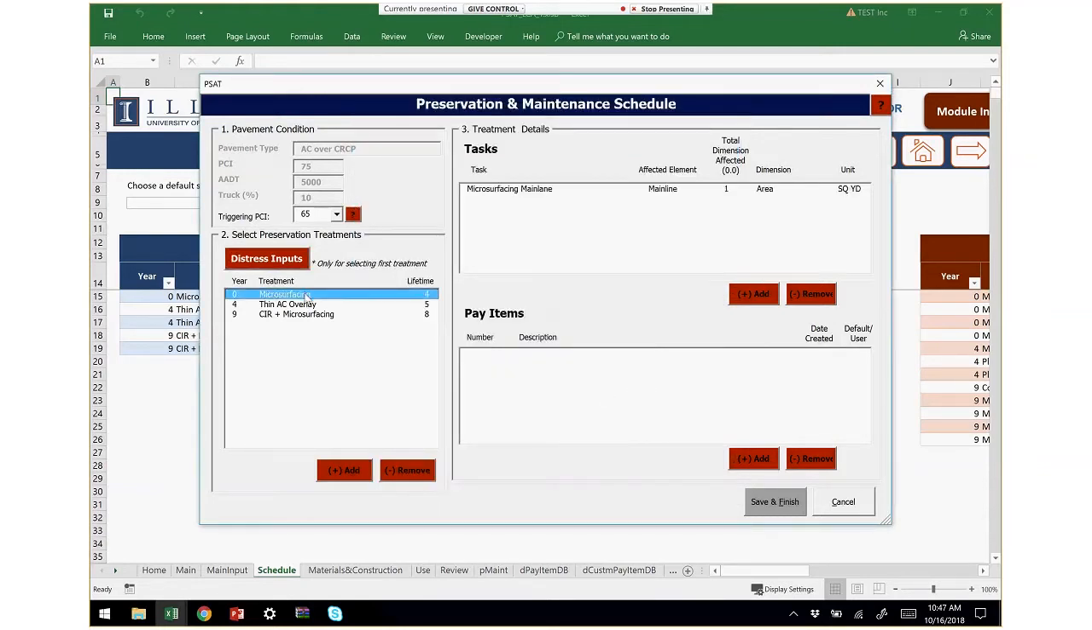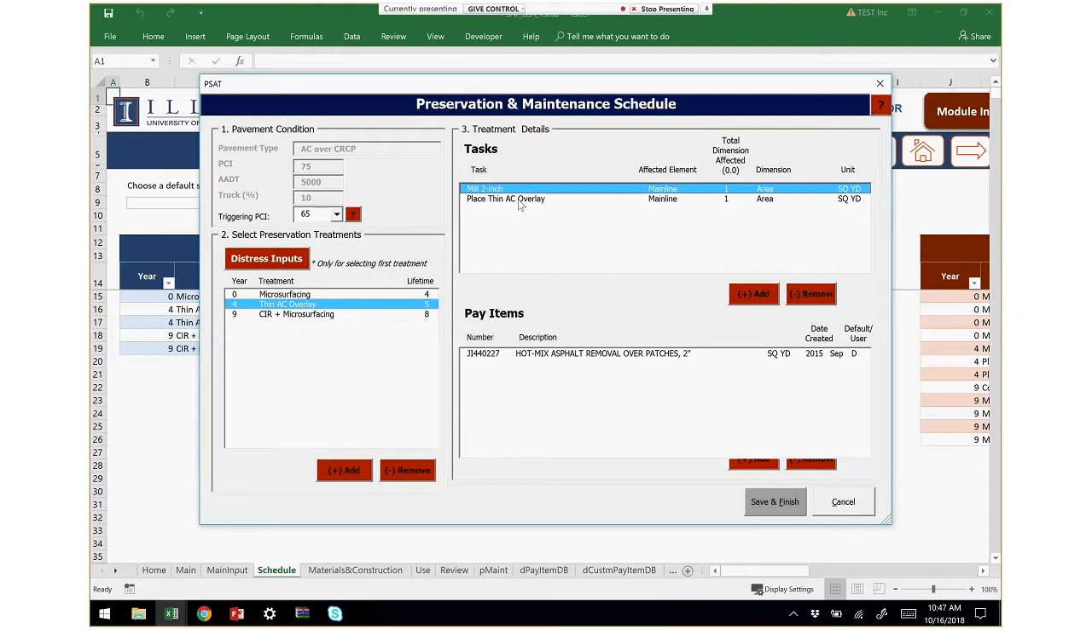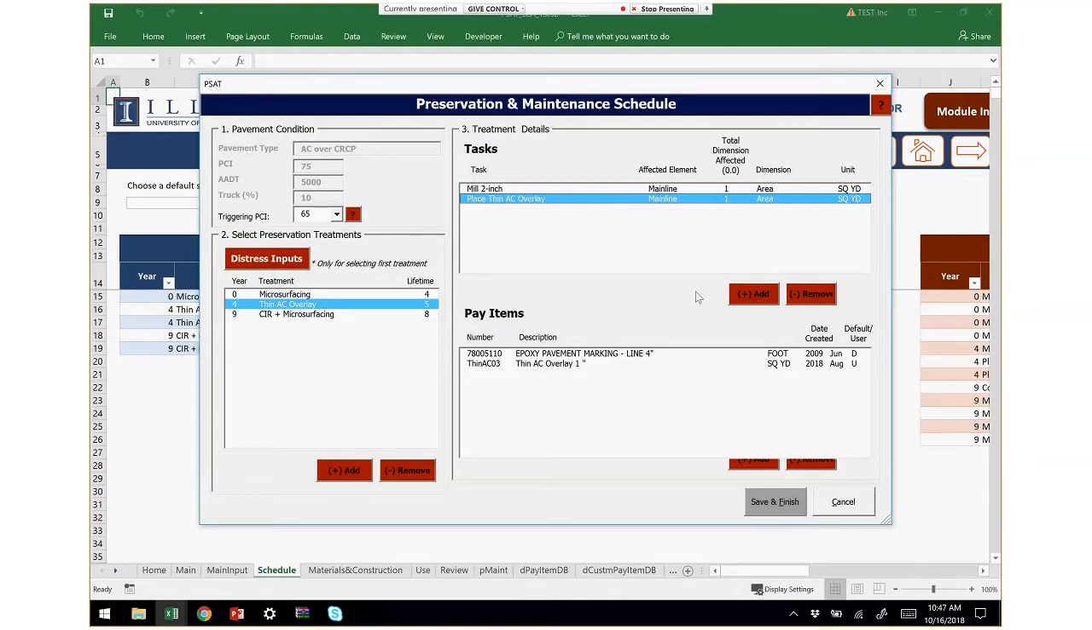Another important feature of this graphical user interface is the ability to apply or add pay items. So in here, let's say thin AC overlay, we have the milling activity, and we have the thin AC overlay, and those are the pay items uploaded already to the system. But you have the ability to add or remove the pay items according to your practices. So this is how at least the scheduling phase looks like.